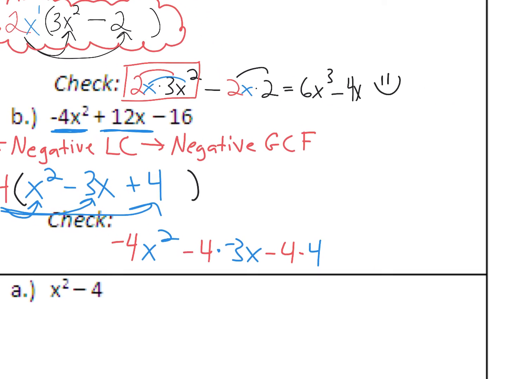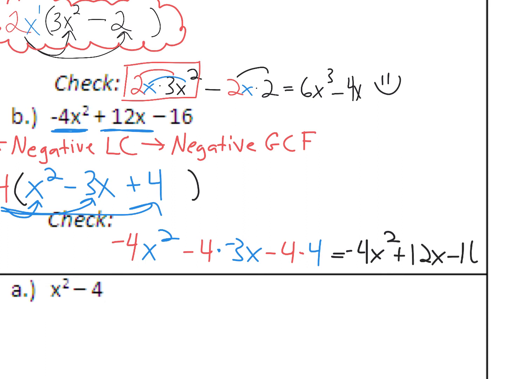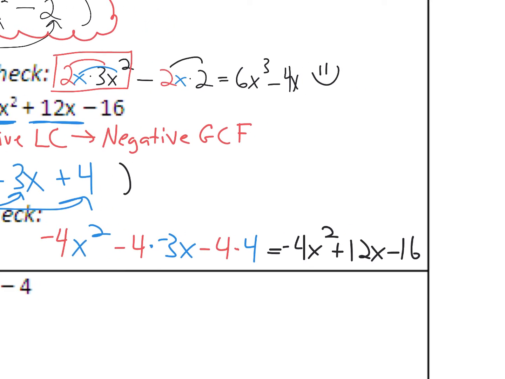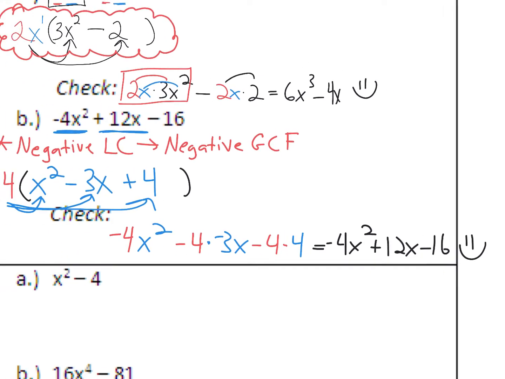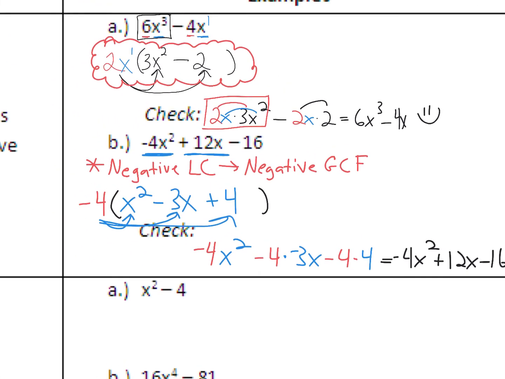And then I would simplify this, right? So what I got is negative 4x squared, positive 12x, and a negative 16. And I'm pretty happy about that because it matches my original expression. So again, my final answer, however, is this right here. That is the factored version of that trinomial.